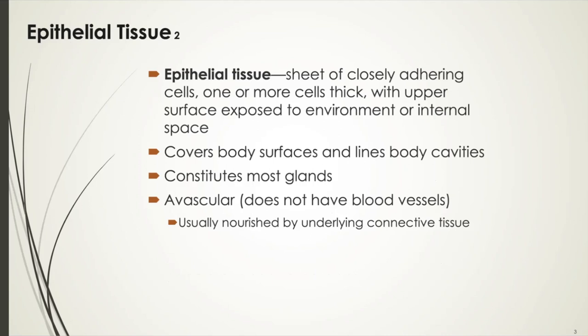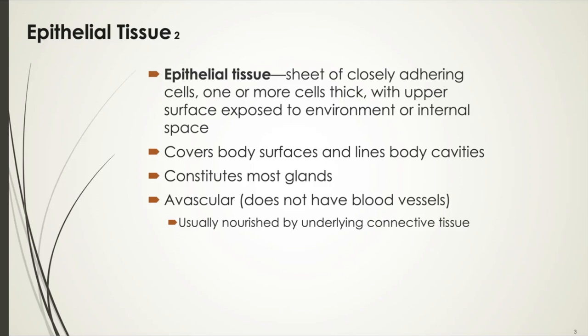Your epithelial tissue, what is it? The tissue itself is going to be a sheet of closely adhering cells. So the cells are very close together. Of one or more cells thick. So one means one layer of cells, more means two or more layers of cells, with the upper surface being exposed to an environment or internal space, like, for example, a lumen. So it's going to cover body surfaces. Epithelial tissues can also line body cavities, okay? Most of the glands are going to contain those epithelial tissues.